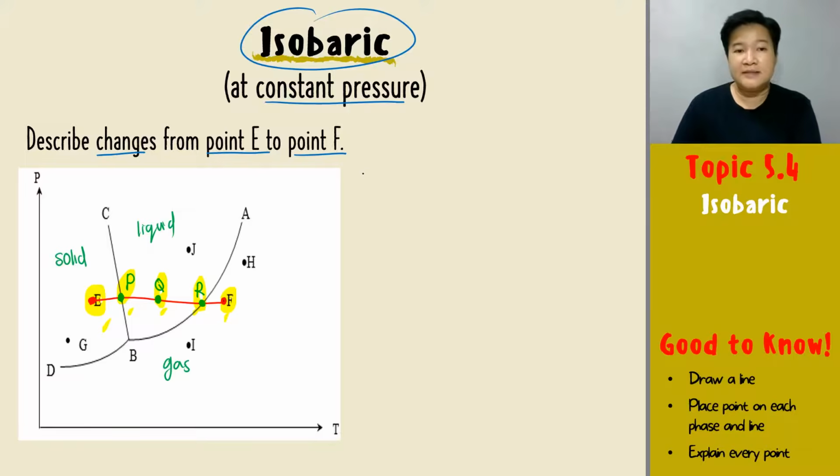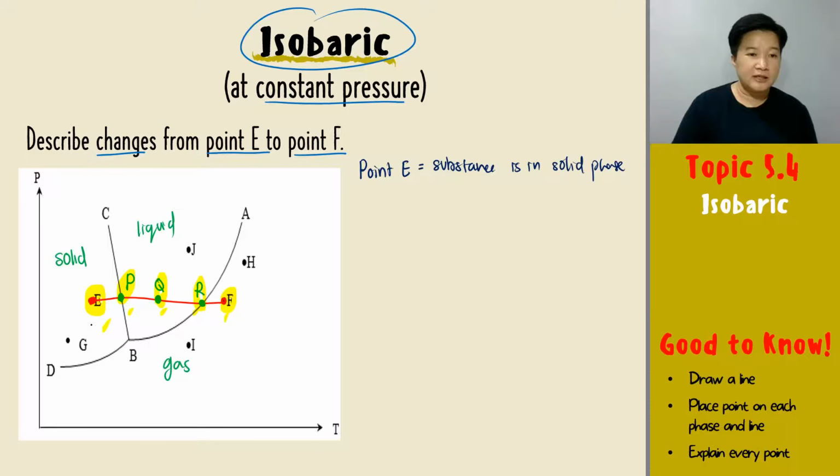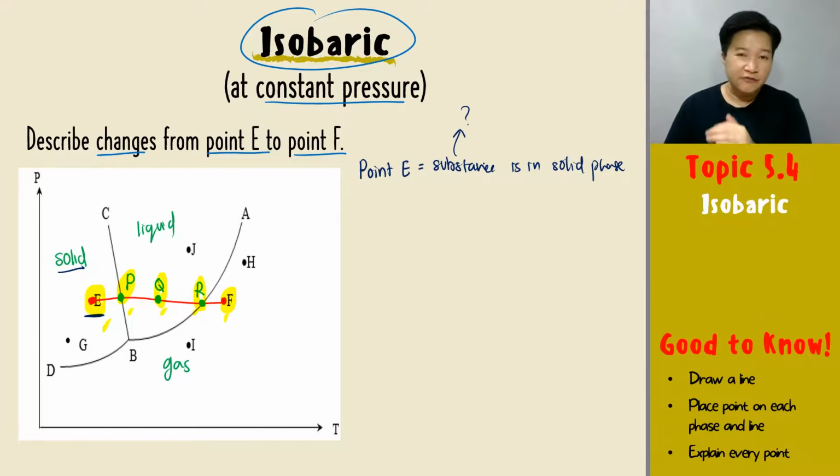Okay, let's see. How do we explain? Starting off with your point E. Just as simple as substance is in solid phase. Alright? Simple. That is my point E, and my point E is in solid. That's it. If you know what is the substance, then we are going to use the name of the substance. If we don't know the name of the substance, then just use the unknown.